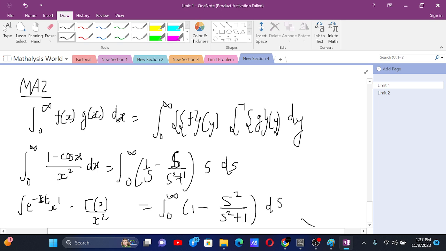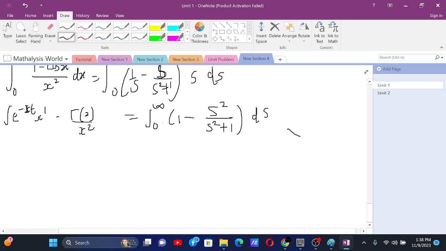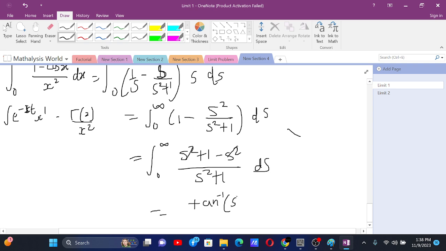I hope you get it. The Laplace transform for 1 minus cos x is this, and the inverse Laplace transform of 1 by x square is this thing over here. Now after this, we can just take the LCM, and this will be s square plus 1 minus s square by s square plus 1 ds. This gets cancelled out, and the thing is tan inverse s going from 0 to infinity, so that's pi by 2 minus 0, so that is pi by 2.